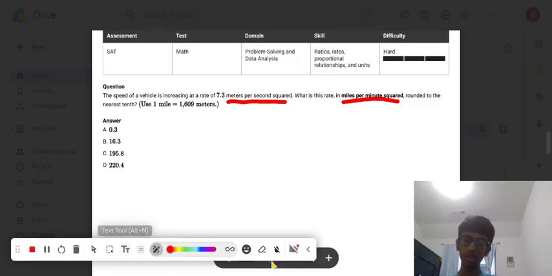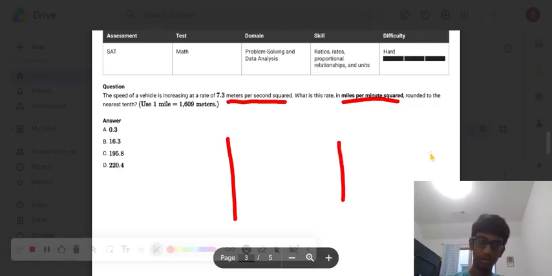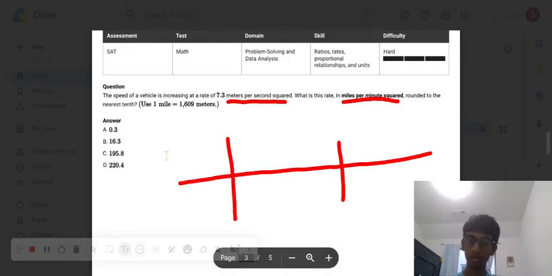So how are we going to do this? We're actually going to use dimensional analysis for this. We were talking a bit earlier about this. However, we're going to look at this in a bit more detail. Okay, if we have a value of 7.3 meters per second squared.